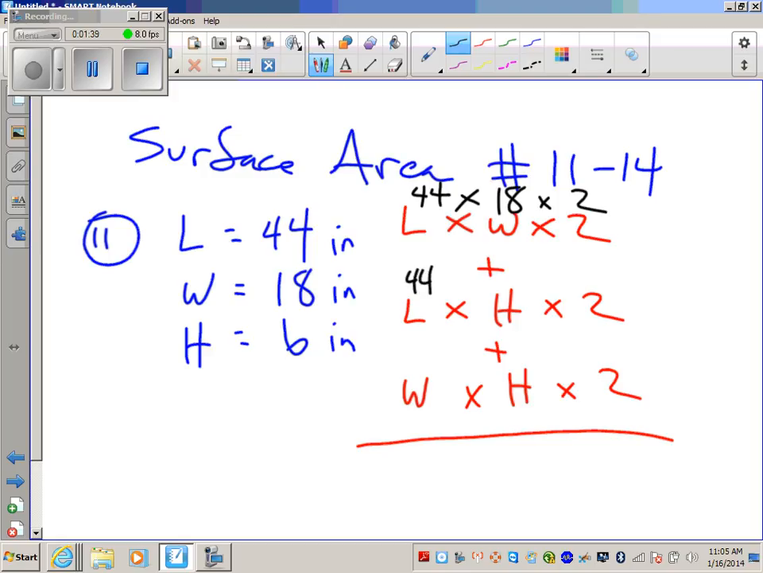Then the length of 44, the height of 6, and times 2. 44 times 6 times 2. And then the width of 18 times the height of 6 times 2. All right. Any way you can simplify any of this and do any of the part of this in your head?